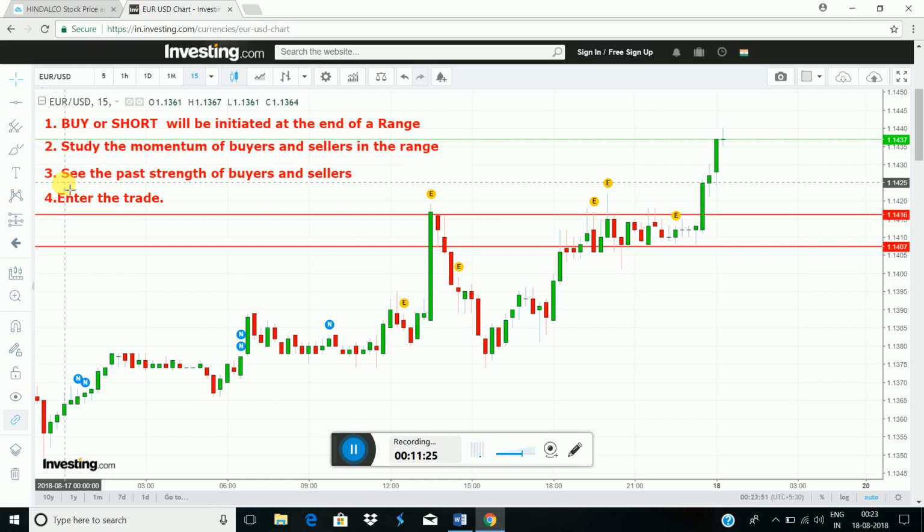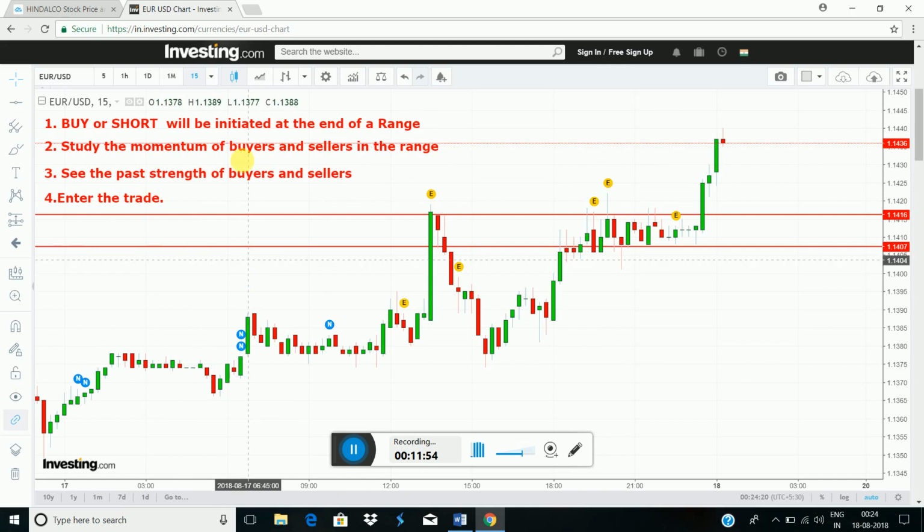By past strength, I mean the movement which preceded the range. We need to analyze that movement. Who was strong over there, right? And then the fourth rule is you enter the trade. And here, what I mean by entering the trade is, at the end when there is a breakout, you enter the trade. So you enter the trade when there is a breakout.